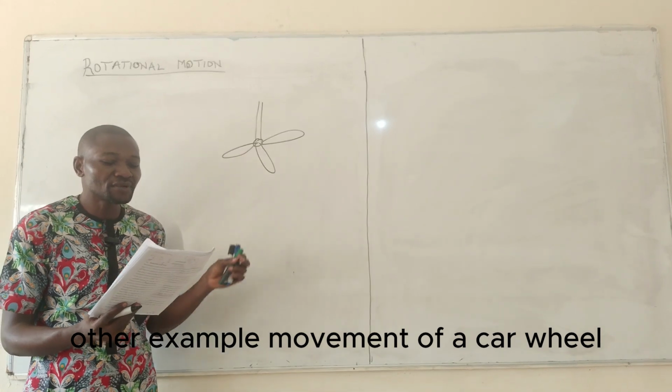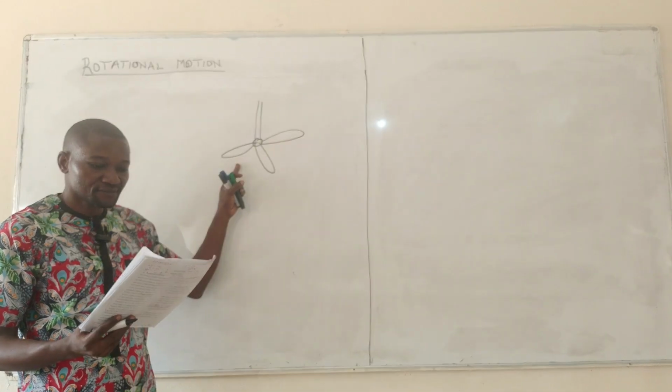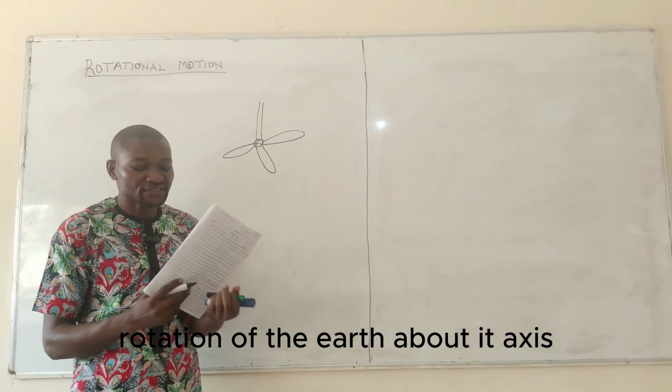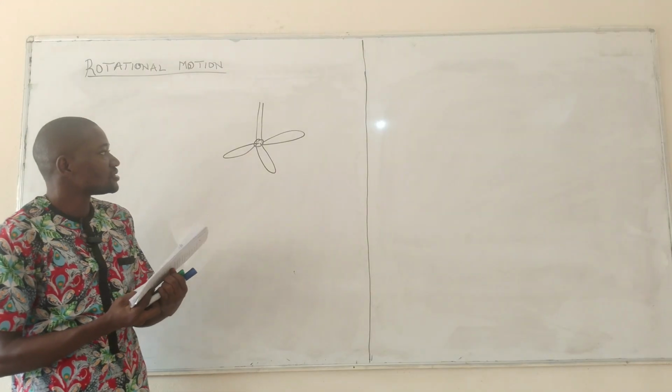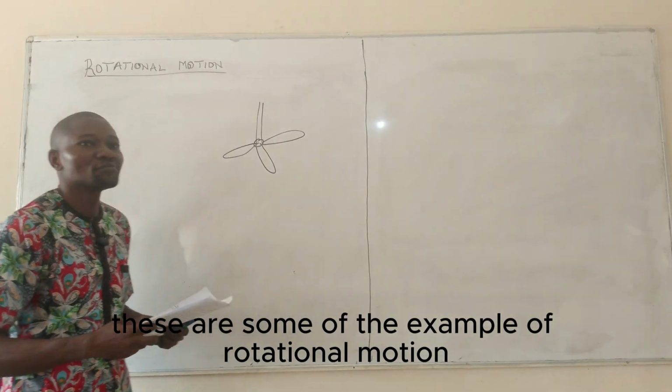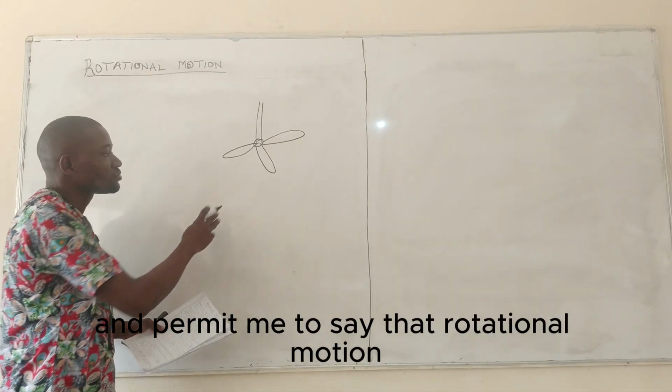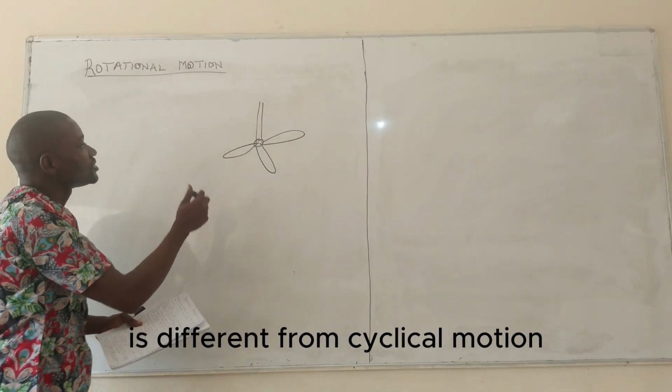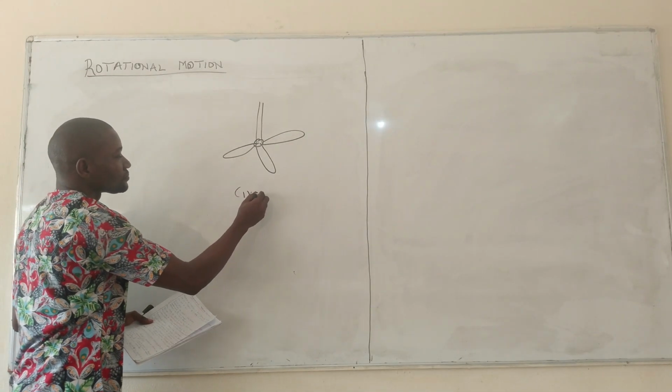Other examples are the movement of a car wheel and the rotation of the earth about its axis. These are some of the examples of rotational motion. And permit me to say that rotational motion is different from circular motion.